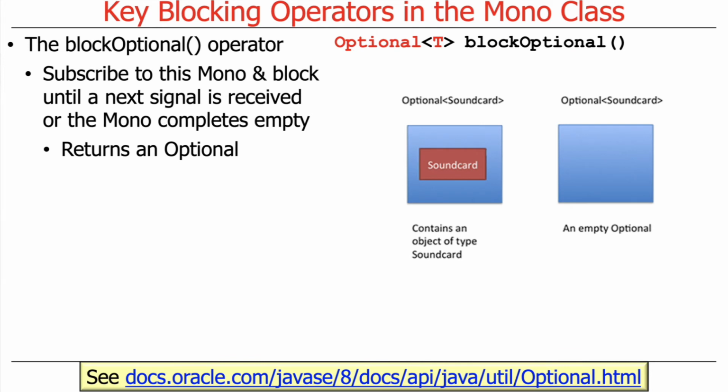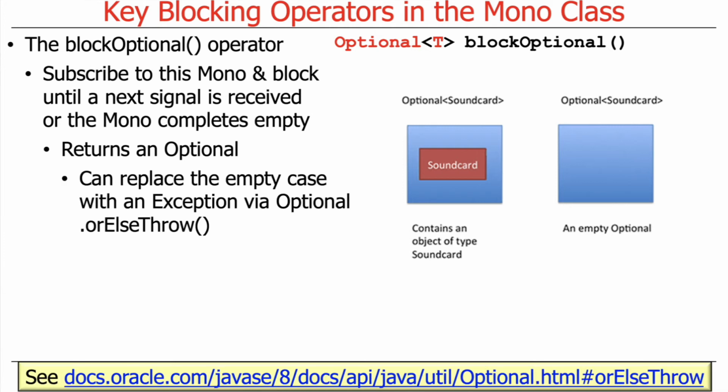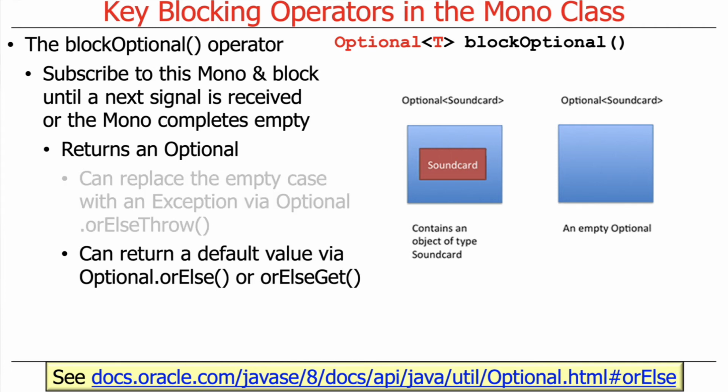Now, we've talked about Optional before in other contexts, for example, in the context of CompletableFutures. Basically, an Optional is just something that either has a value or is empty. You can also replace the empty case with an exception using Optional.orElseThrow. That's a little bit of a digression, but it's just there if you need it. You can also get a return value by using orElse or orElseGet.